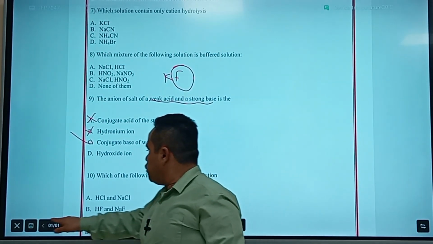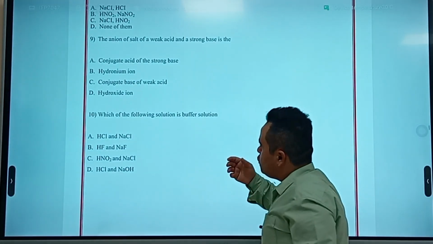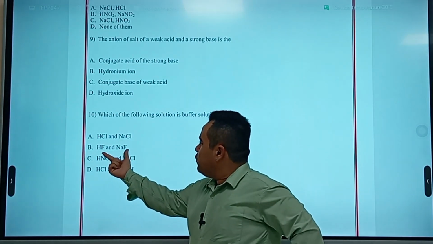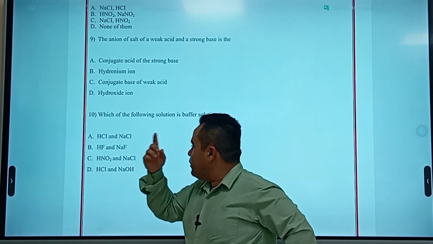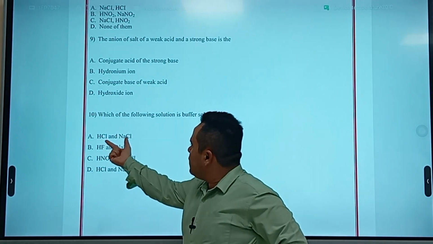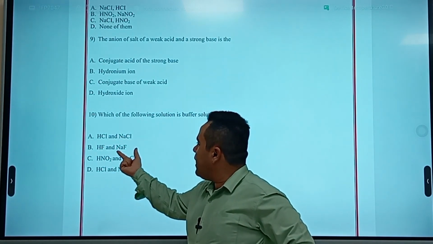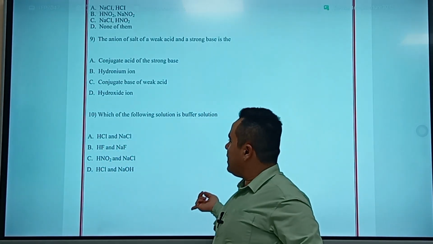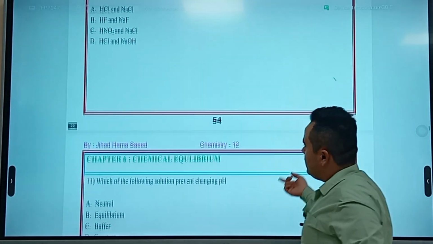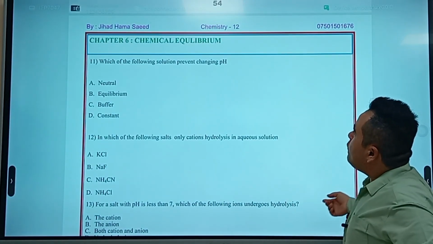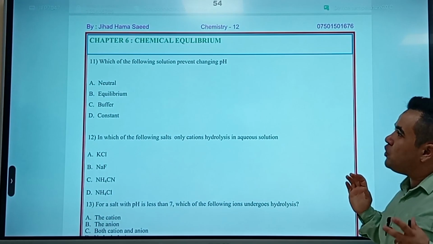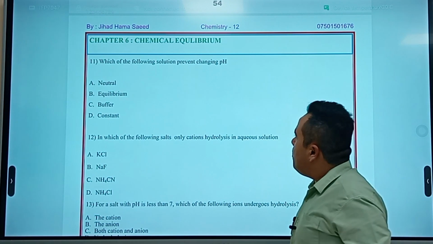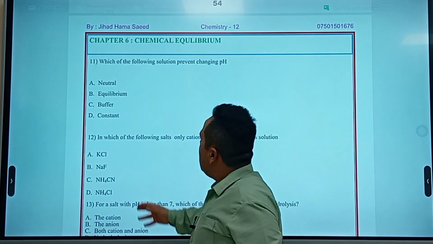Which of the following solutions is a buffer solution? You have to choose the weak acid with its salt. HCl, NaCl, no. HF, NaF, yes. B is the correct answer. It's the weak acid with its salt. Which of the following solutions prevents change in pH, meaning it's a buffer solution?